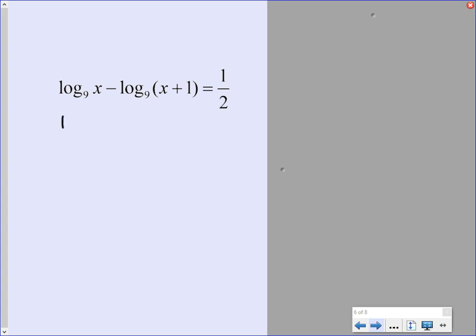So this is really going to be the log base 9 of x over x plus 1 equals 1/2. One log is better than 2, so use condensing. And now I can rewrite it in exponential form. That'd be 9 to the 1/2 equals x over x plus 1.